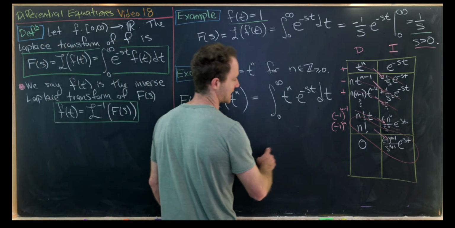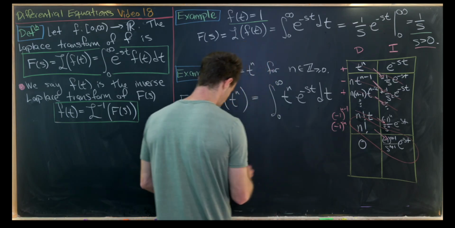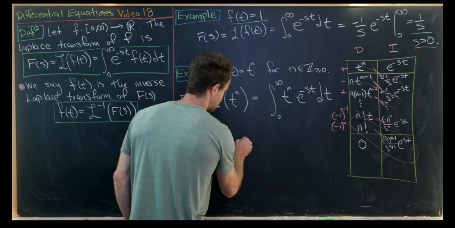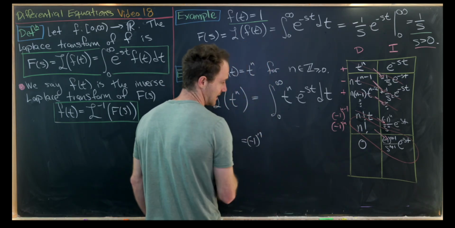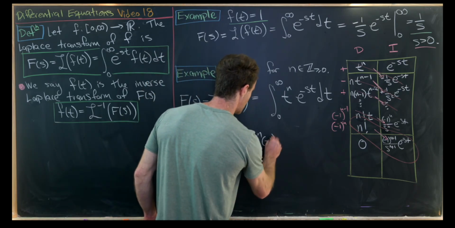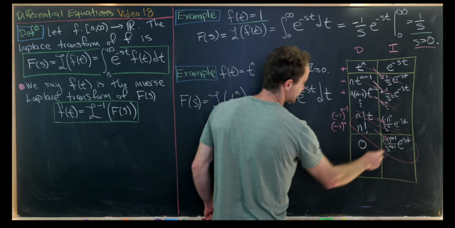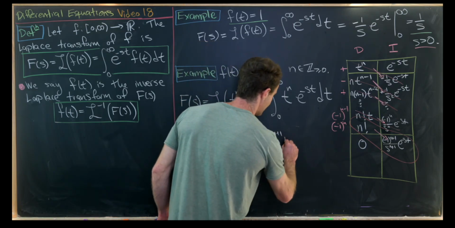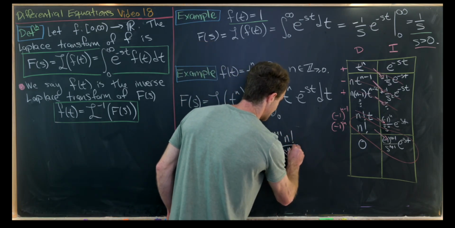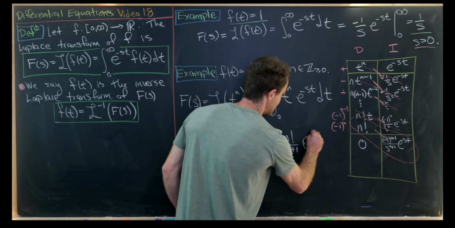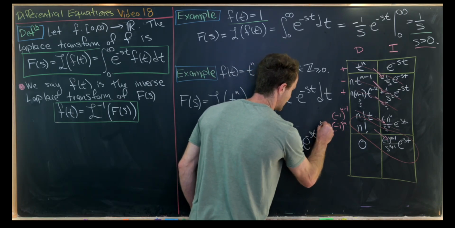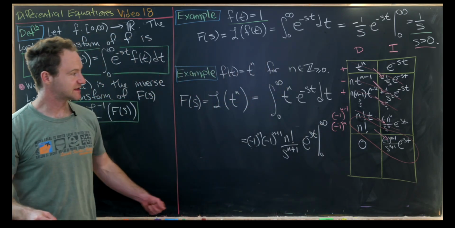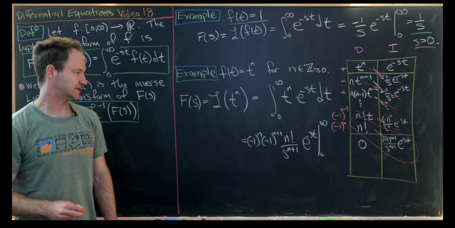Okay, so let's write this down. That's attached to a minus 1 to the n. So we'll have minus 1 to the n, and then we've got a minus 1 to the n plus 1 from this built in. And then we'll have an n factorial over s to the n plus 1 and an e to the minus st evaluated from 0 to infinity. This is the only bit that does not give us 0.